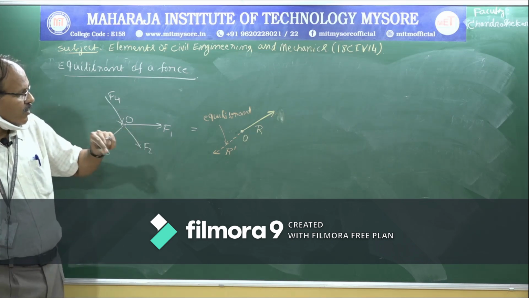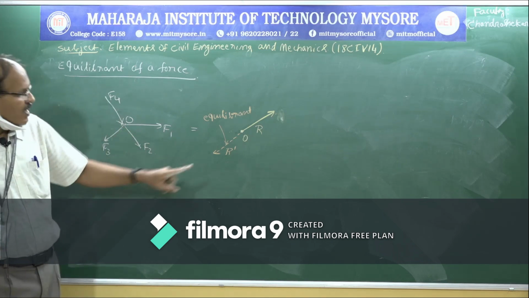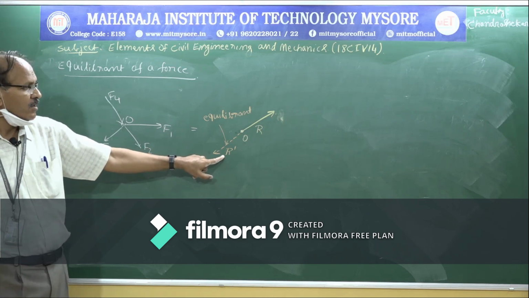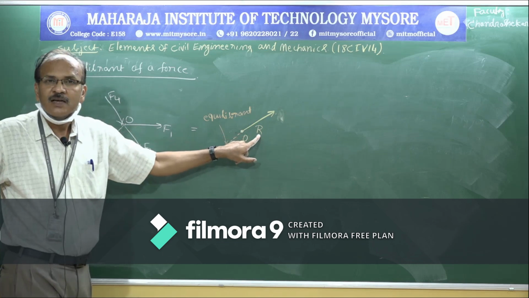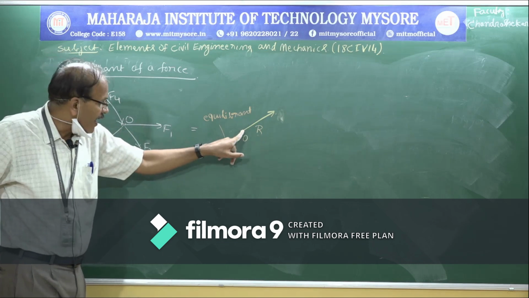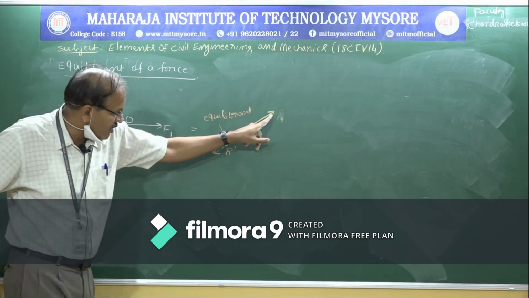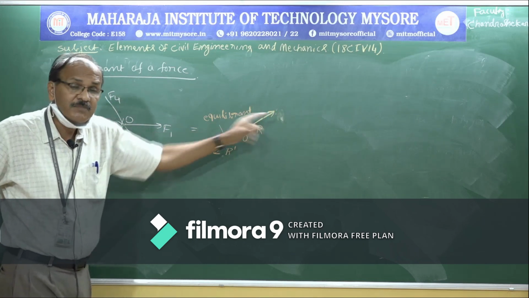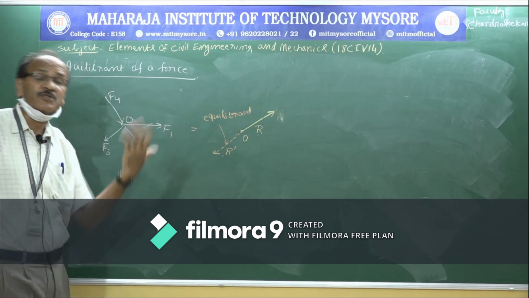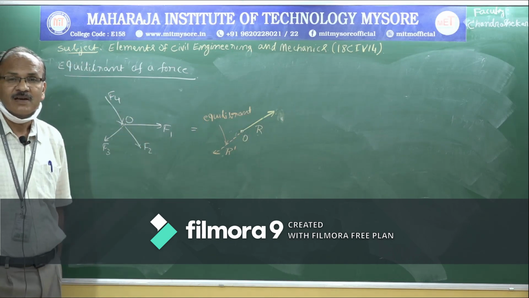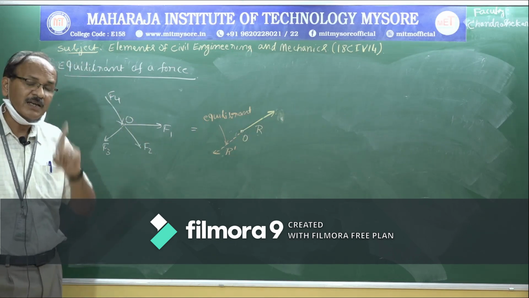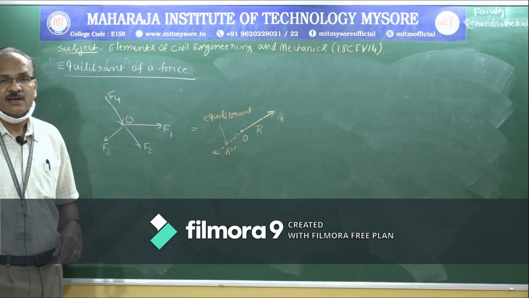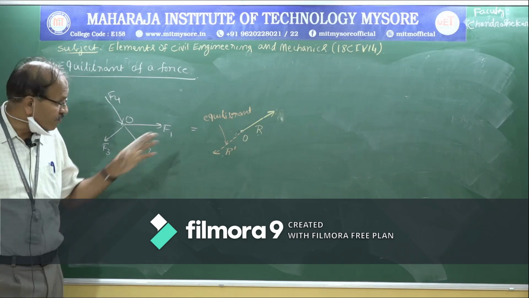In other words, I am going to repeat, the equilibrant is the force whose magnitude is equal to the resultant, acting along the same line as the resultant, but in the opposite direction. And the job of the equilibrant is to keep the body stationary. I hope this is clear.